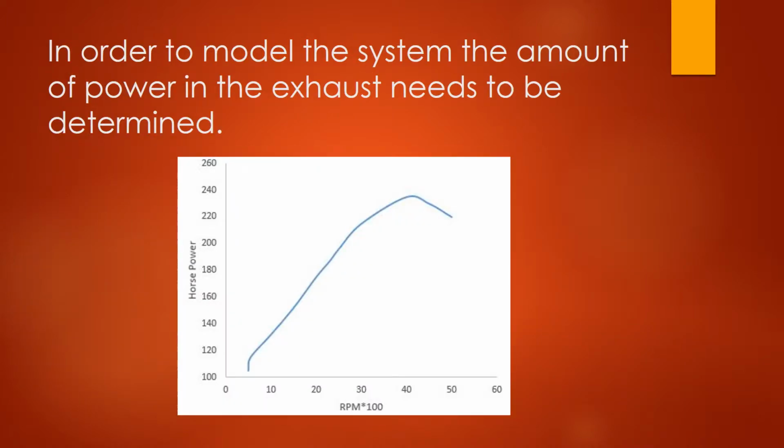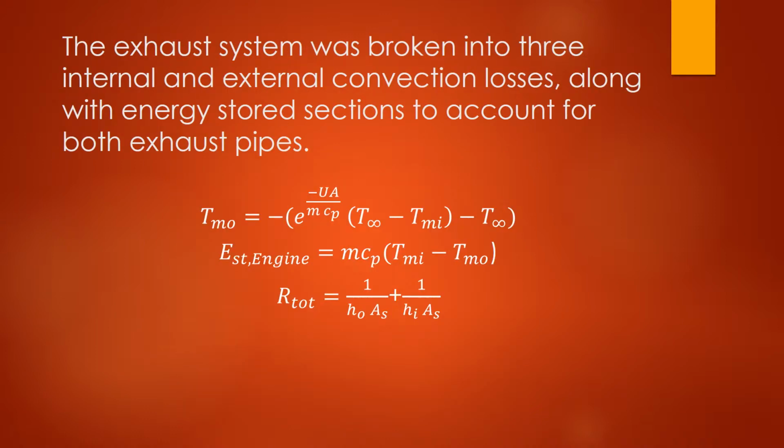For this particular engine, a horsepower curve is given by the manufacturer. This curve can be used to find a correlation between RPM and horsepower. The amount of power entering the exhaust can then be found and used as a storage term in our system. We wanted to make this model as easy as possible for the user, so 3 readily available user inputs were selected: RPMs, ambient temperature, and truck velocity.